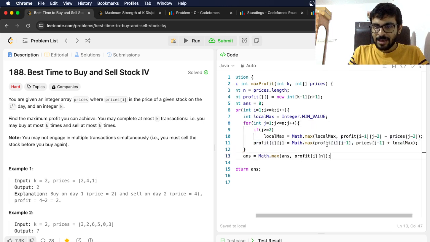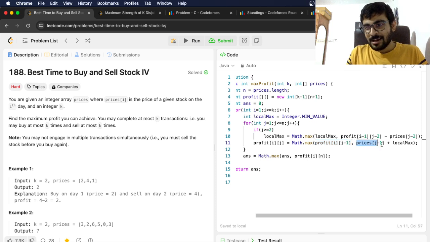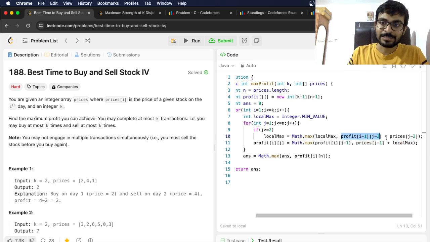Profit of i, j minus 1, the left state, and then current price where you're selling, plus whatever is the local max, the maximum before this, that is this particular thing. So I am basically remembering that in local max.